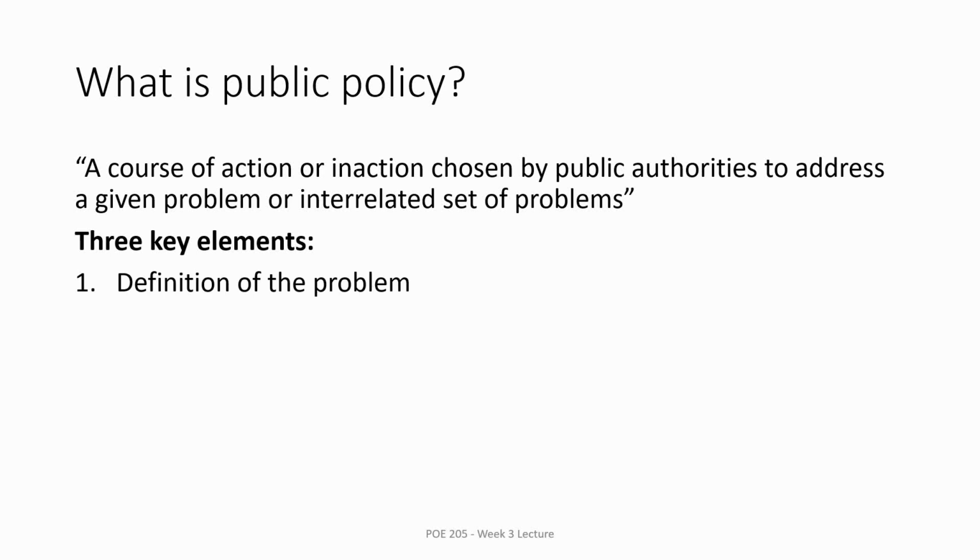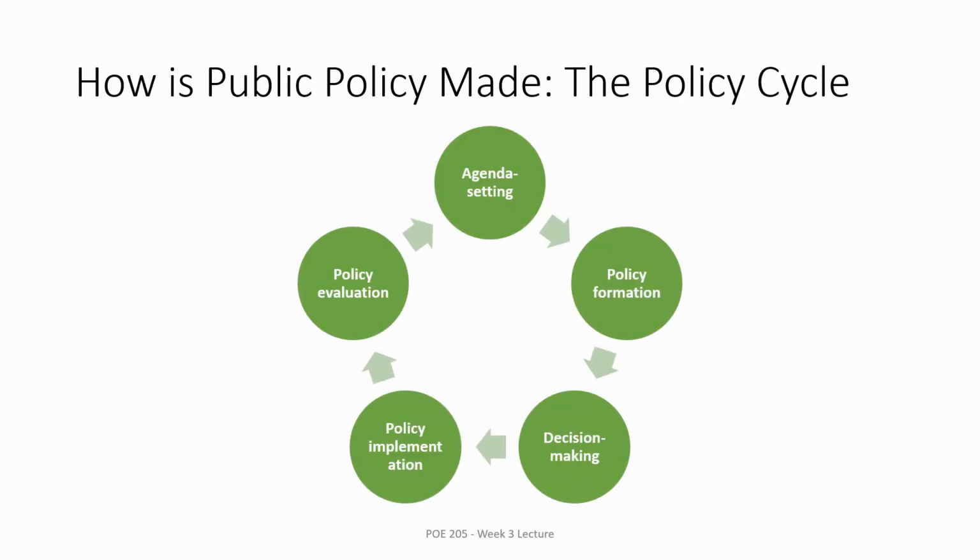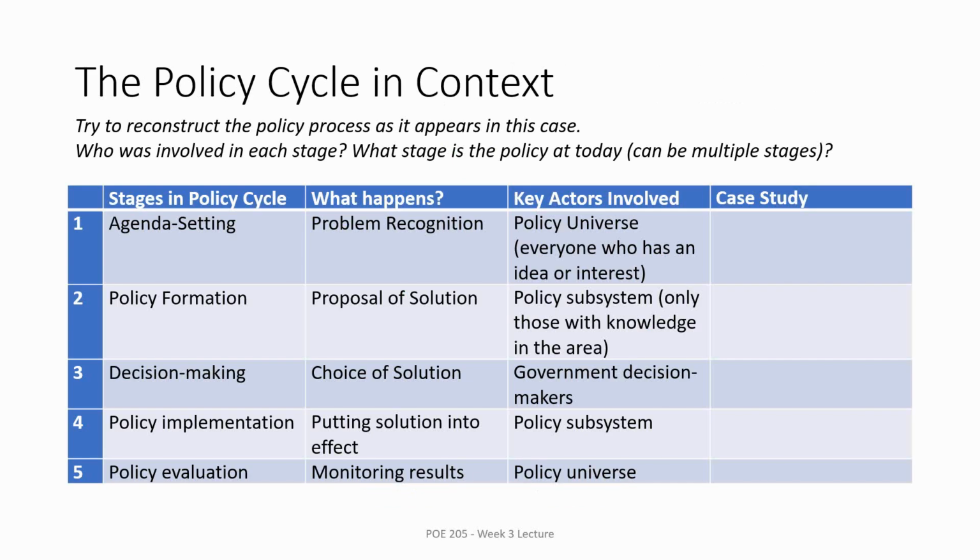So there's three key elements to building a public policy. The first is a definition of a problem. The second is figuring out what kind of goals you want to achieve, and then finding certain instruments or means to address those problems. So let's look more specifically now at the policy cycle, or how we see public policy being developed. So we like to see it as a cycle in 5 different steps. So let's go through each of these steps in context.